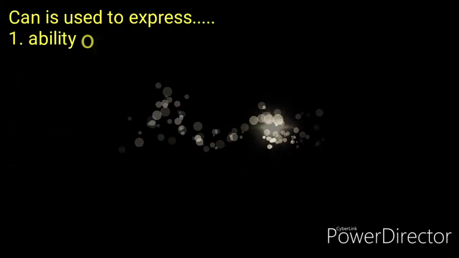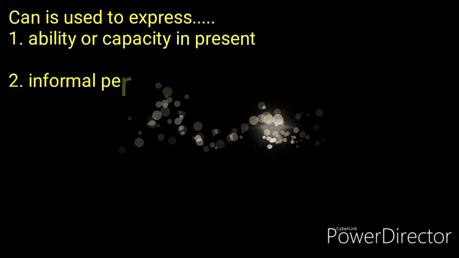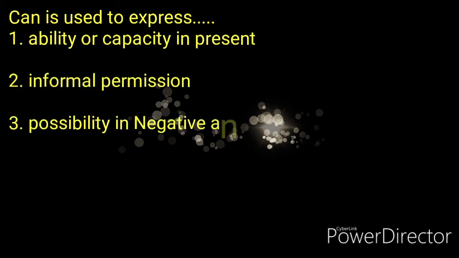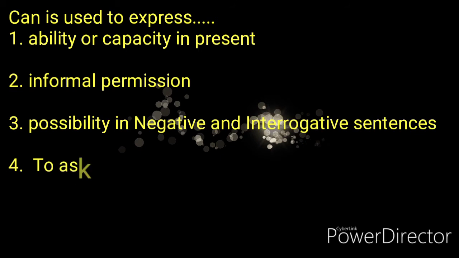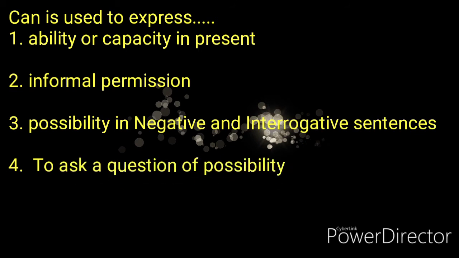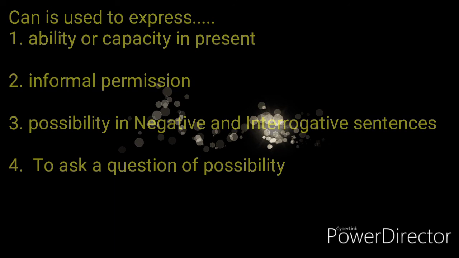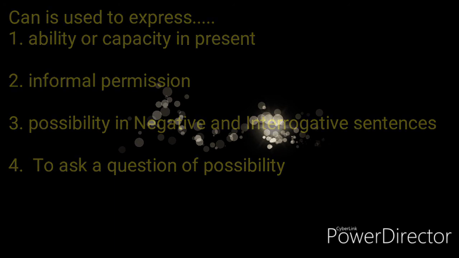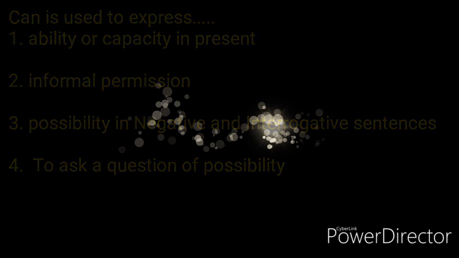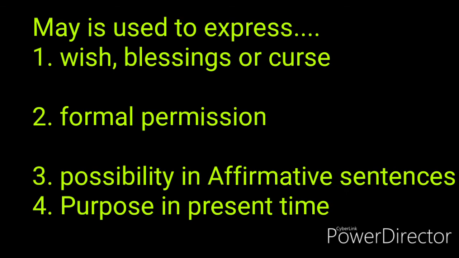In our previous volume, we have also discussed the uses of can. First use is to show ability or capacity in present time. Second, informal permission. Third, possibility in negative and interrogative sentences. And last one, to ask a question of possibility. So there are four uses of can.